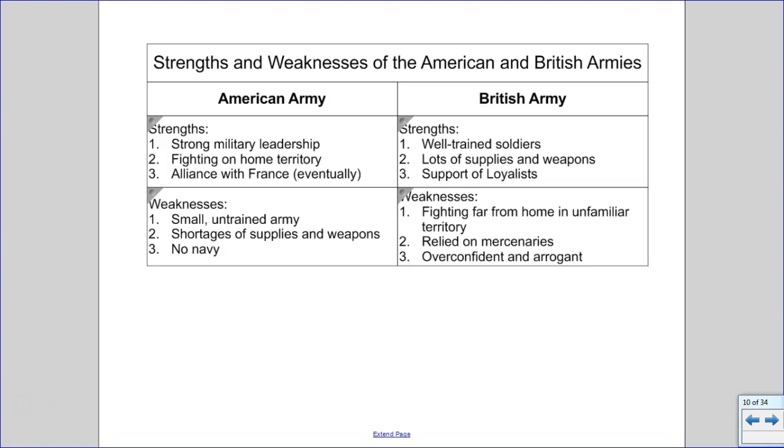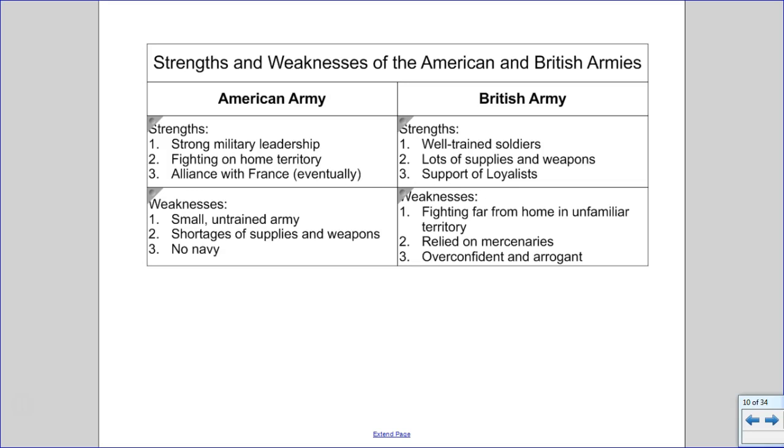They did have weaknesses, though. One major weakness is that they were fighting far from home. If you're a soldier who grew up in London or Oxford or Liverpool, and now you're sent to fight in Boston, what do you know about Boston? You know nothing. On top of that, you don't particularly care, probably. I mean, you're fighting for Britain, but you're not protecting your home or your family or your friends or your town. So that's a major problem.